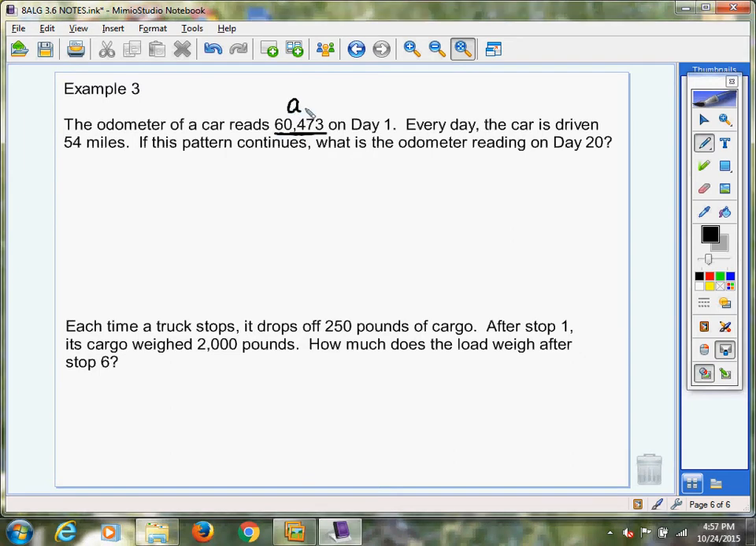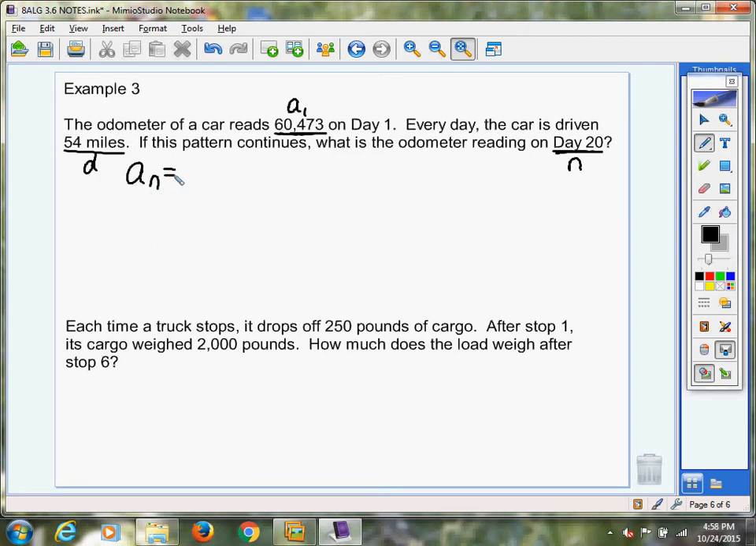So when you look at this, 60,473, that's going to be the very first number in our sequence. So we're going to label that a sub 1. The car is driven 54 miles every day. That's our pattern. Therefore, that's our common difference. And day 20, they're asking us to find the 20th number in the sequence. That's going to be our n. So we can apply this to arithmetic sequences.